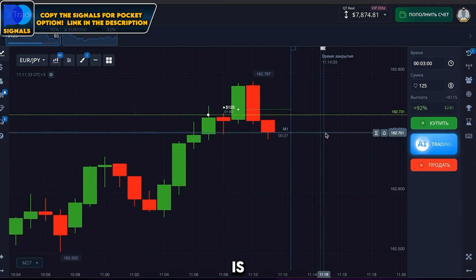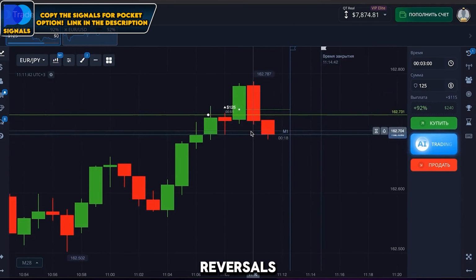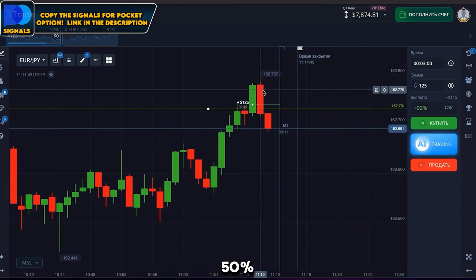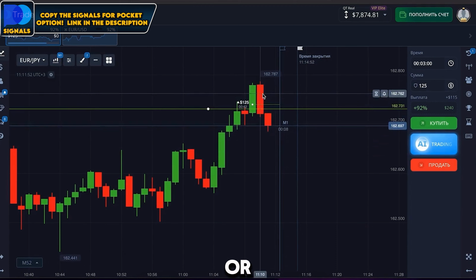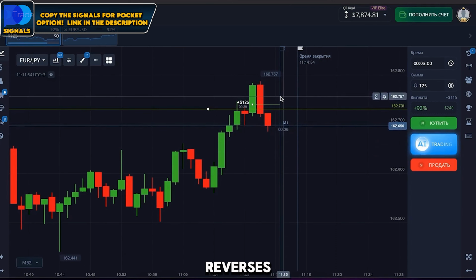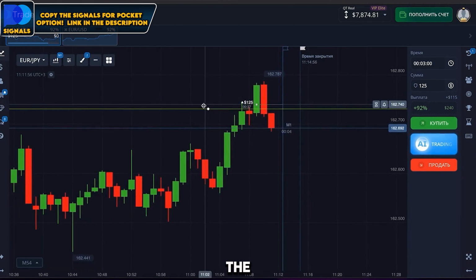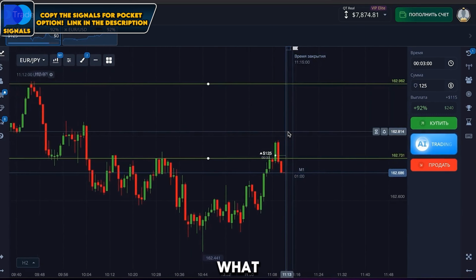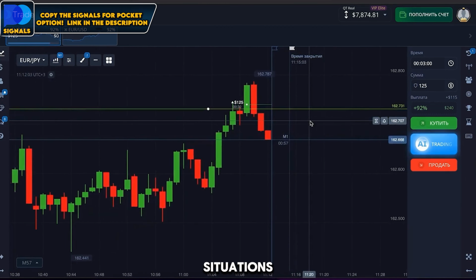What is there at such trends, with such a strategy that greatly kills our trades and brings them to zero? These are exactly such reversals. Reversals happen very often for us. Well, there is a 50% chance that it goes up, or 50% that it reverses after the first candle or the second candle. It reverses downwards. That is, when it reaches the maximum, it breaks through and then reverses down. What to do in such situations?